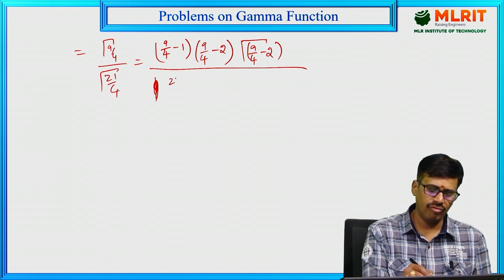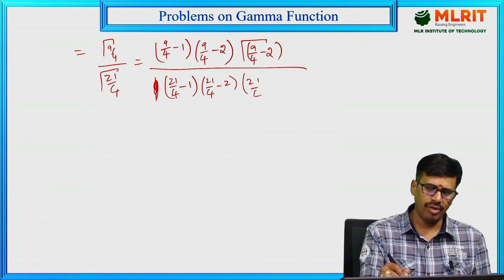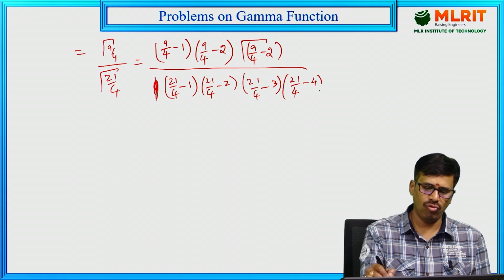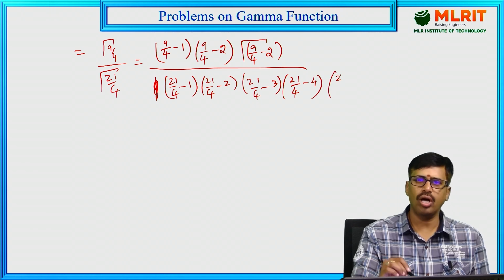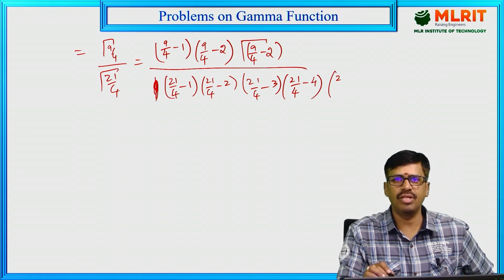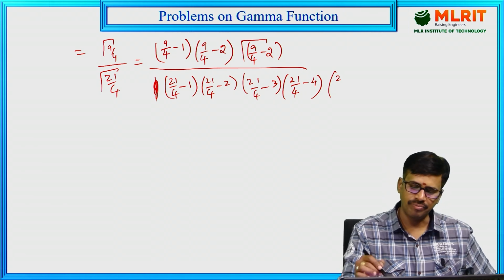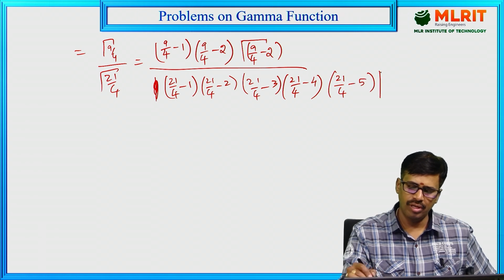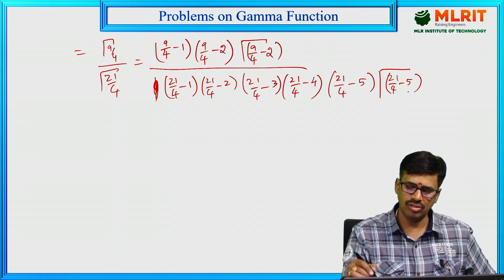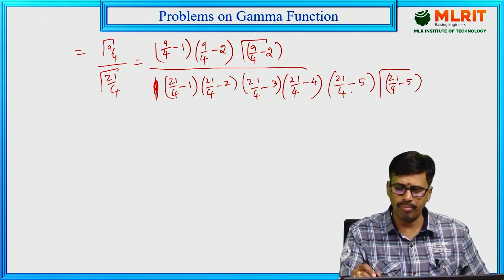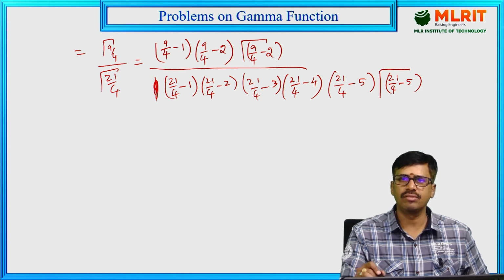as (21 by 4 minus 1), (21 by 4 minus 2), (21 by 4 minus 3), (21 by 4 minus 4). You go on subtracting 1 from the number until you get a negative fraction. So (21 by 4 minus 5) into gamma (21 by 4 minus 5). If you write 21 by 4 minus 6, you get a negative.